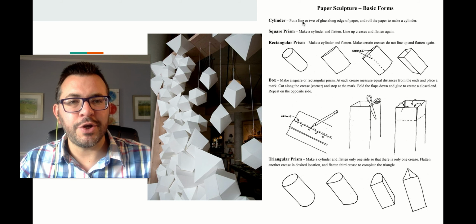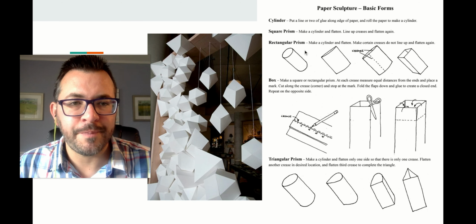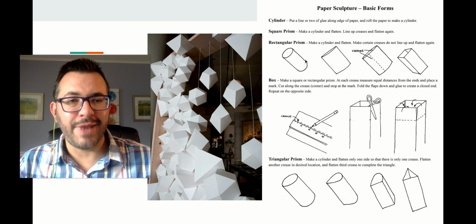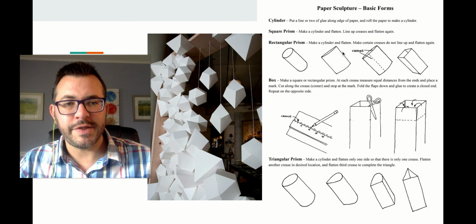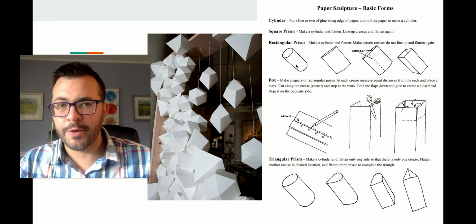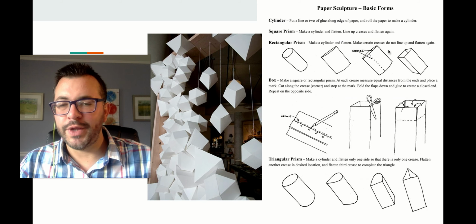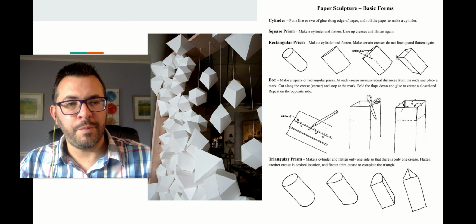So a cylinder, that's just rolling the paper together. Just put a little bit of glue or tape on the edge. A square prism is making a cylinder and then flattening it, right? You line up the creases, which is what they show here. So you roll your paper, you press it flat, line up those two creases, and then fold it in half again, and then you open it up and you have a rectangular box.